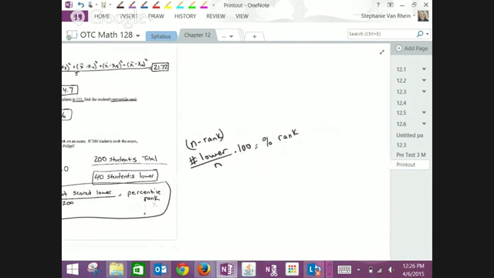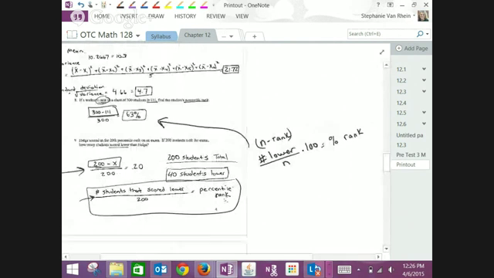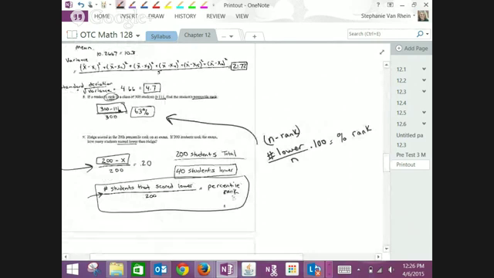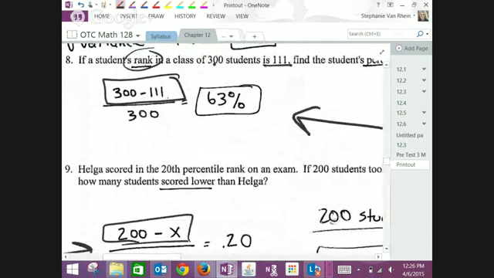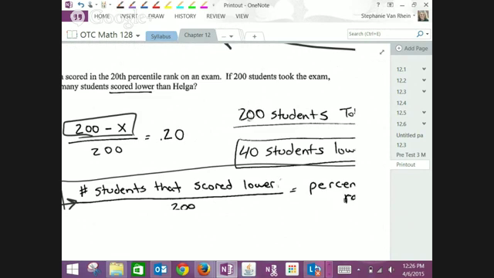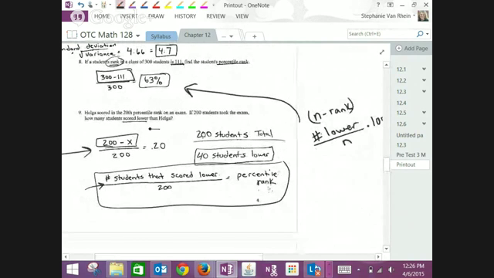That's like this example here. N minus the rank, you were given her rank. The student's rank is 111. N minus the rank is the number of people below her. Does that make sense? Right. So here you weren't given rank, so this one doesn't really help us. But 200 minus her rank would be the number of people lower than her. So the number of people lower than her divided by 200 is the percentile rank.